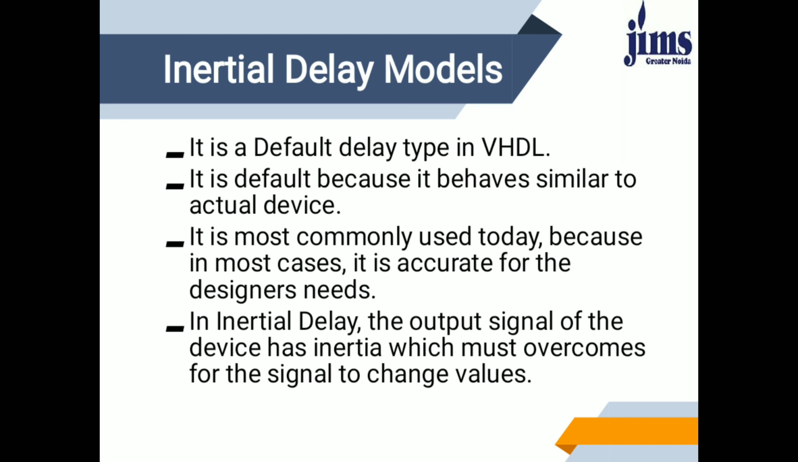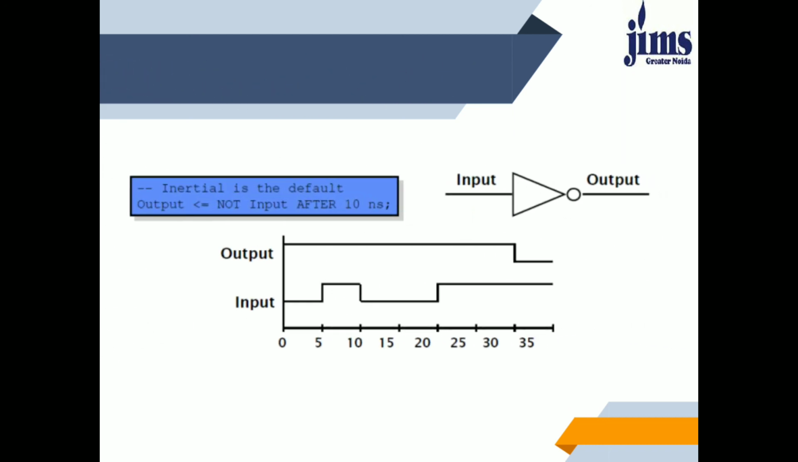In inertial delay, the output signal of the device has inertia which must be overcome for the signal to change values. As you can see here, an example is given. Input is given to the input of the inverter. It is generating an output.